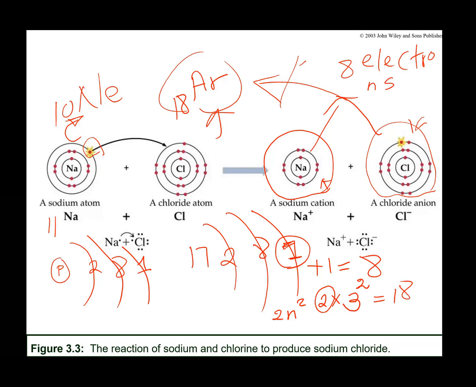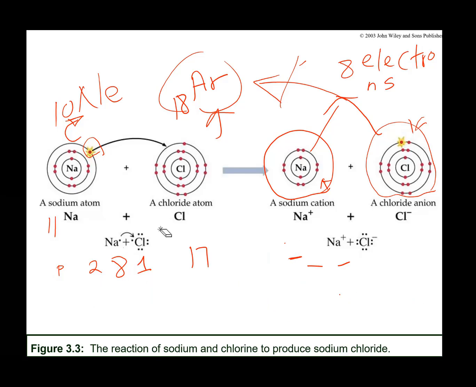Yes, we said completed outer shell is one of the conditions of stability, but having 8 electrons in the outer shell is another. So chlorine now qualifies for complete octet. We're having an octet.